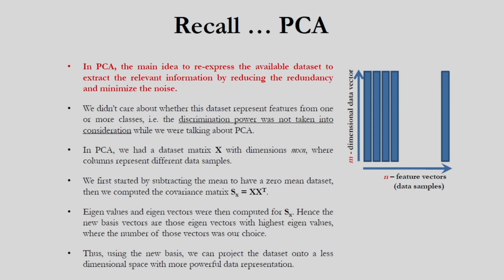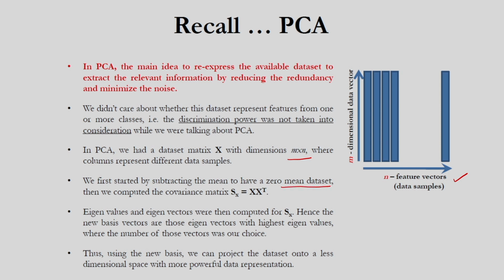In case of the PCA, as I discussed in the image transformation class, I can reduce the dimension of the feature vector or the input vector, but in this case I am not considering the discrimination between the classes, that information is not available in the PCA. In this figure you can see I am considering n number of feature vectors and I am considering an m dimensional vector. That means the dataset matrix X has a dimension of m cross n, and for PCA the method is like this. First I have to subtract the mean from the original data, so that I will be getting a zero mean data set.